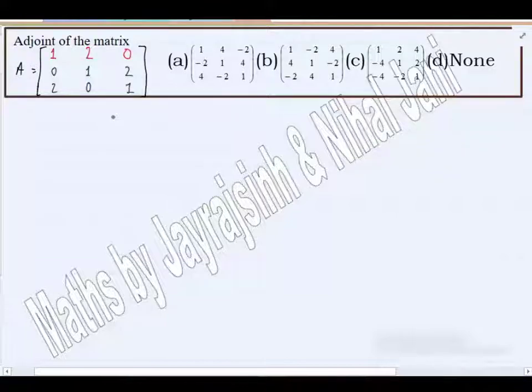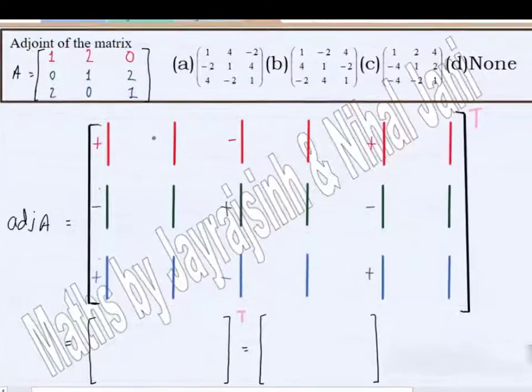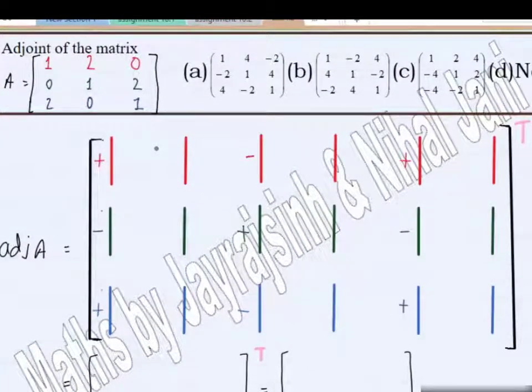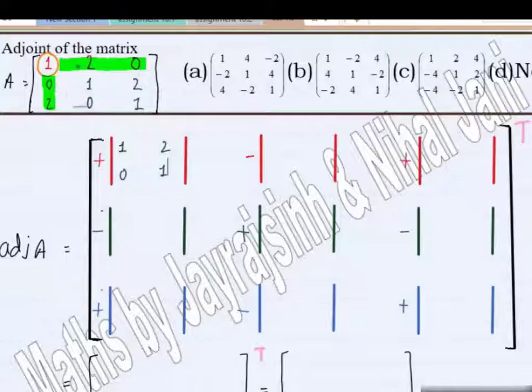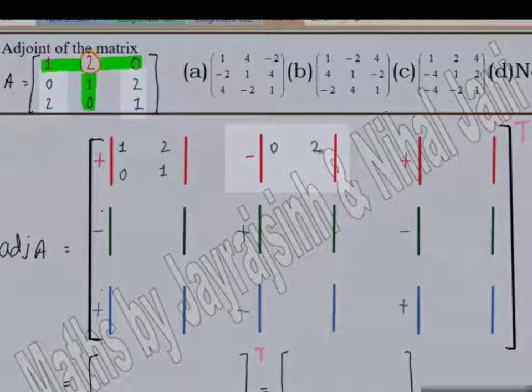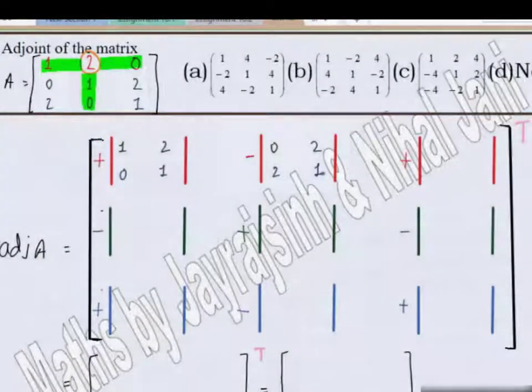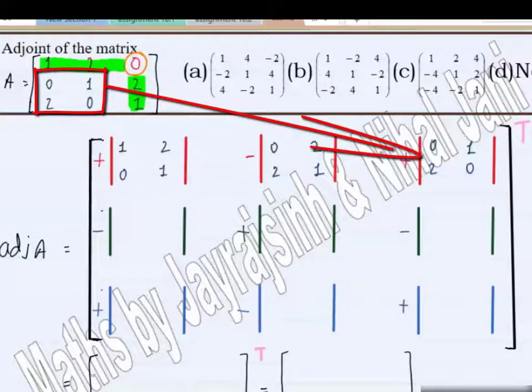It's A. And for that we are going to need a predefined format, and here it is. Now let's start filling the empty determinants. The first element's cofactor will be obtained by ignoring the first row, first column. So here we'll get 1, 2, 0, 1. Then the next cofactor will be obtained, minus 0, 2, 2, 1. Similarly, the last cofactor of the first row is 0, 1, 2, 0.